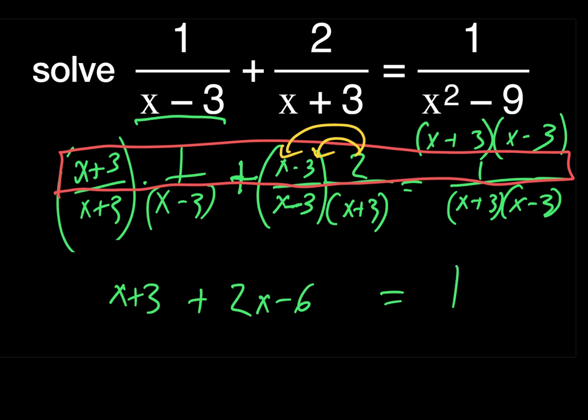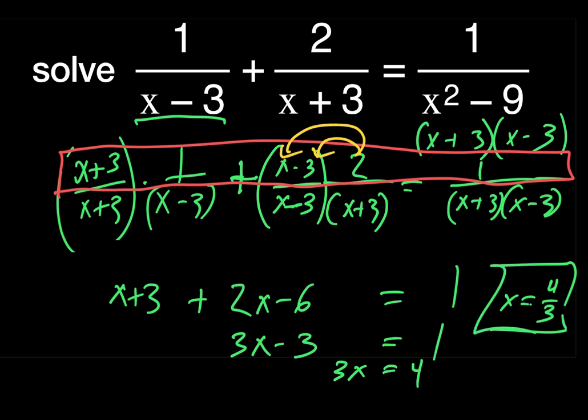And now I'm back to just a linear equation, like where we started from. So I have on the left-hand side 3x minus 3 equals 1, because x plus 2x is 3x, and 3 minus 6 is negative 3. I'm going to add 3. 3x equals 4. x equals 4/3, assuming that I didn't add or subtract something incorrectly. But procedurally, this is how you go about doing it. Find the common denominator. Once you have it set up with the common denominator, then I can just set the numerators equal to each other.